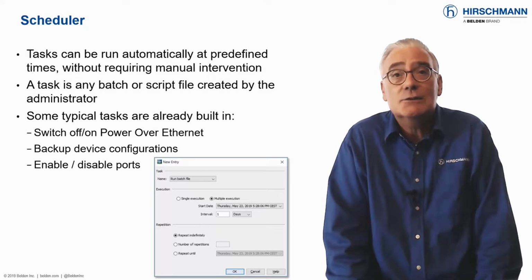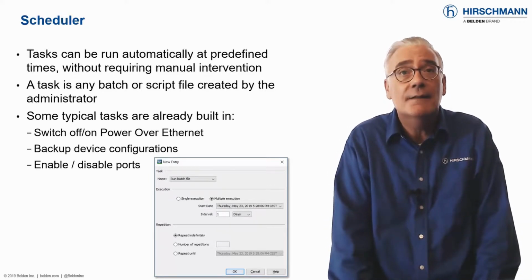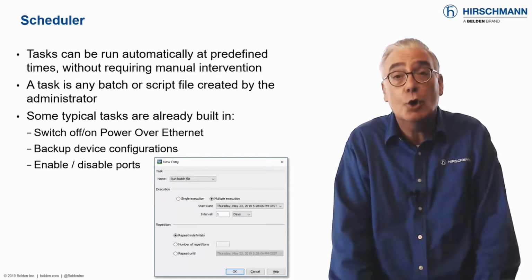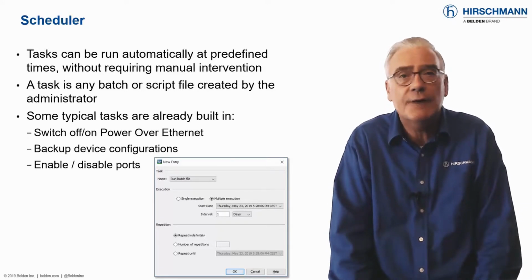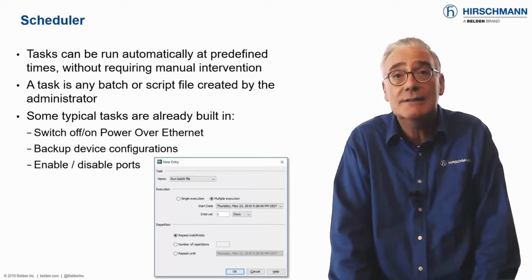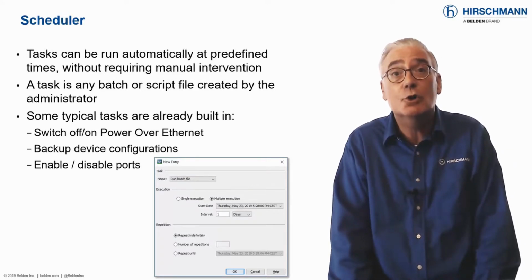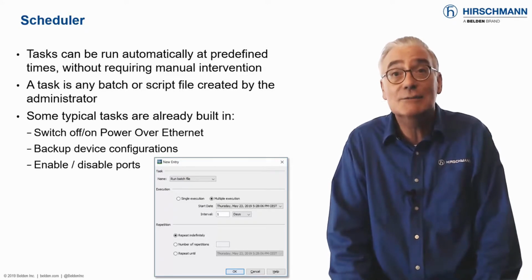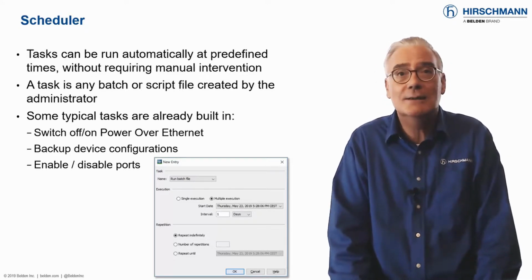For other tasks which may be specific to industrial networks, the scheduler can run batch or script files created by the network administrator. Wildcards are supported for elements like file names or IP addresses. By using the scheduler, you can rest assured that tasks are running smoothly in the background without your personal intervention.